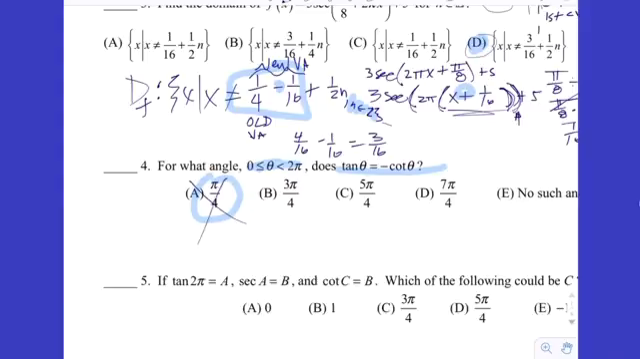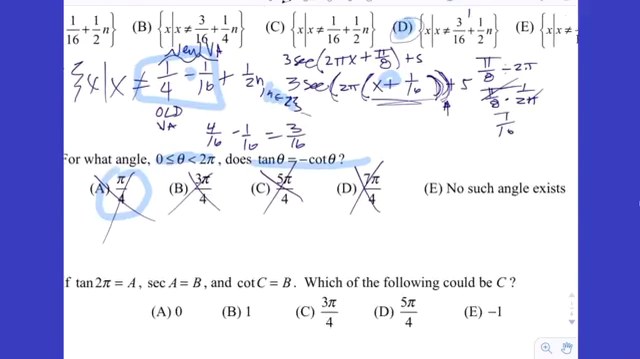If you do that with 3 pi fourths, you're going to get 1 equals negative 1, which is also not true. The same happens with 5 pi fourths and 7 pi fourths. Now, you're only left with answer choice E, which, here's the problem. Just because these 4 answers don't work doesn't mean that there's not something else out there that might work, but it's not listed. So how would you know to answer choice E? Because it says no such angle exists.